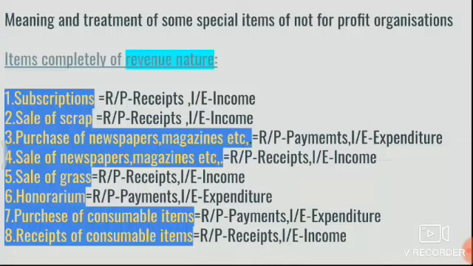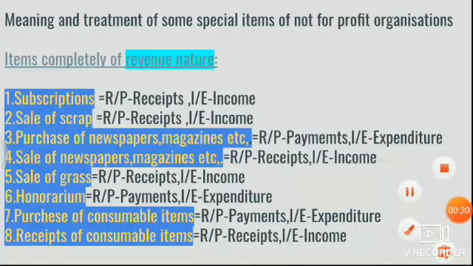In this video, you'll learn the meaning and treatment of some special items of not-for-profit organization. These items can be separated into revenue nature items, capital nature items, and also some items can be treated both as revenue and capital nature depending on the circumstances. So let me start with the revenue nature items.